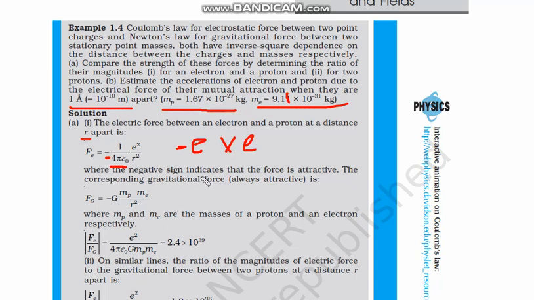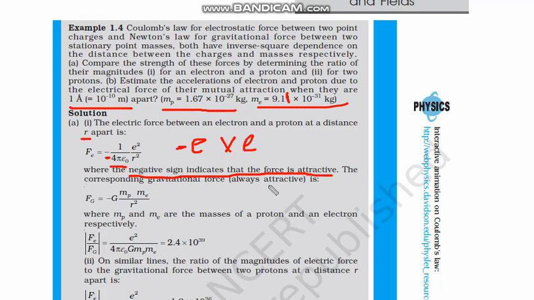The negative sign indicates that the force is attractive. You know that the force between a positive and a negative charge must be attractive, and if both the charges are positive or both are negative, then it must be repulsive. So a negative sign always indicates that the force is attractive. If there is a positive sign, that means the force is repulsive.